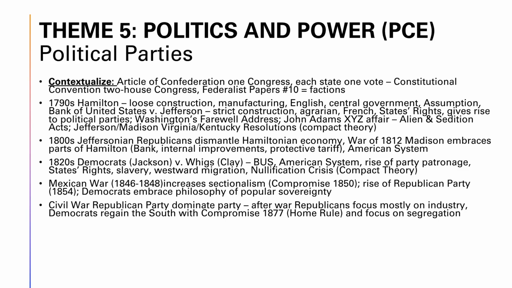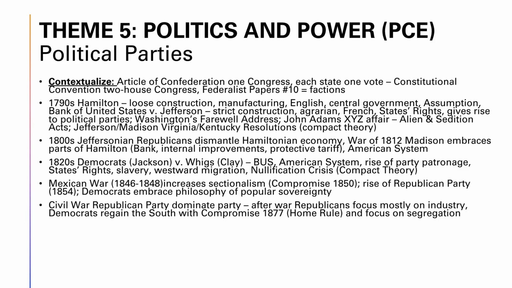After the war, you had the radical Republicans who were all about abolition and freeing the slaves, and we got those 13th, 14th, 15th Amendments. But after the war, during Reconstruction and afterwards, Republicans start to focus mainly on industry, and they give up on civil rights. That's led to the failures of the Reconstruction era. The Democrats regain the South with the Compromise of 1877.